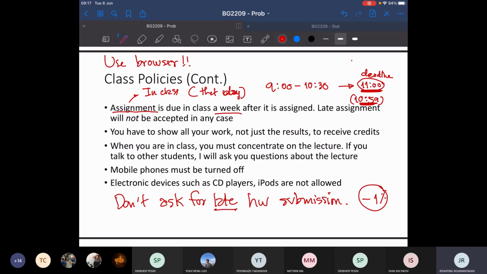Don't send me in the chat, "Hey Ajahn, this is my homework, I cannot submit." No, you have to start early. If the problem is related to Microsoft Teams, I can extend the deadline and so forth. We can talk about it. But if it's not a Microsoft Teams problem, then I cannot accept it.